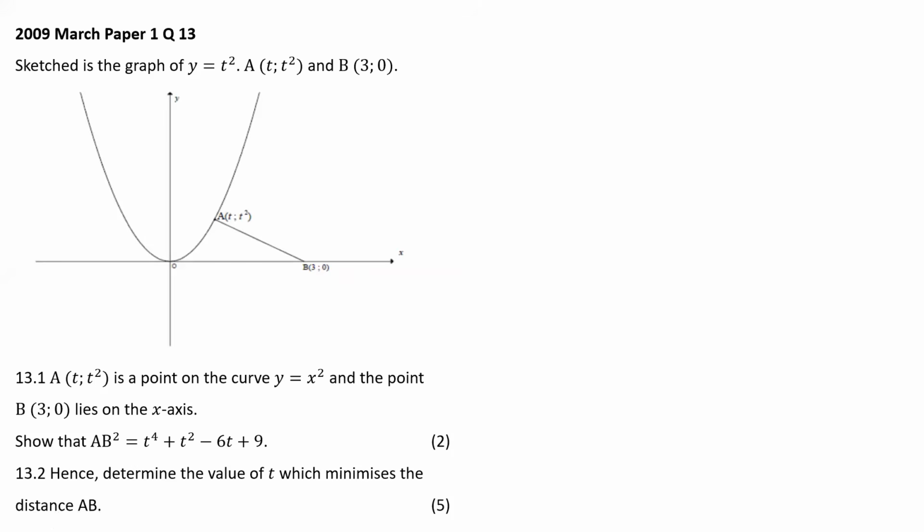Okay, here we go. Sketched is the graph of y is equal to x squared. The point A is t and t squared, while the point B is 3 and 0. Let me write them down. A, who are you? I am t and t squared. B, who are you? I am 3 and 0.